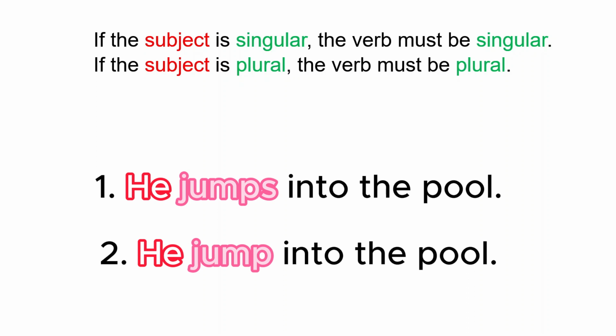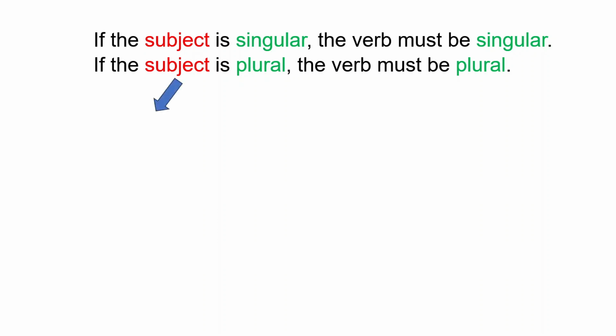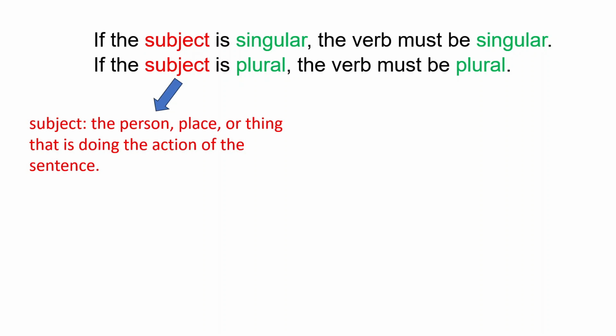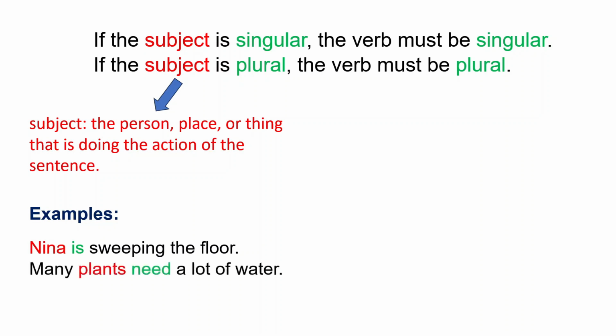Just in case some of you can't remember what singular and plural nouns mean, here is a quick review. Subject is the person, place, or thing that is doing the action of the sentence. Examples: Nina is sweeping the floor. So the subject here is Nina because Nina is doing the action. Many plants need a lot of water. Plants is the subject in the sentence because it is the doer of the action. For the last sentence, I is the subject.